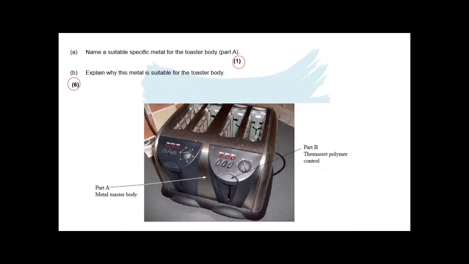Name a suitable metal for the toaster body, 1 mark, and then explain why this metal is suitable for the toaster body, 6 marks. So remember what we talked about before with the breakdown of questions. 1 mark is quite simple, and for an explanation, 6 marks, that's 3 marks for 3 parts for being right, and then the next 3 marks for your explanation. Typically you would get a separate insert in your exam paper with coloured pictures of the product, and it will tell you what it is, and it'll ask you to talk about a certain part. This one specifically is looking at the metal toaster body.